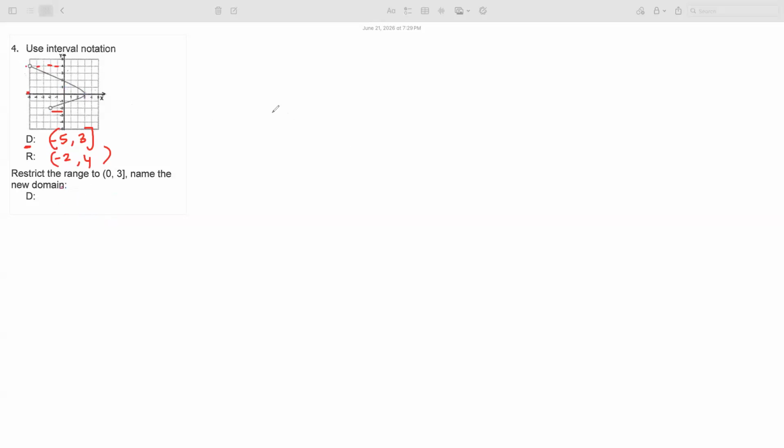They are restricting the range here. See here, range 0, 3. So range 0, 3 means 0 is your range, okay? 3 is included. They're restricting your range. Then what will be the domain, guys? Range minimum is 0. It touches 3. However, 0 is excluded. So 3 has to be excluded.